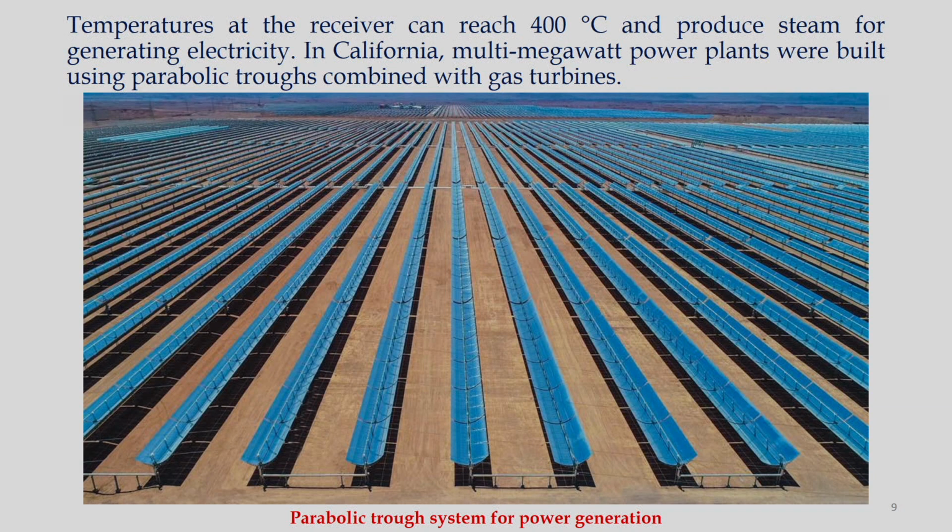So, this picture shows the installation of a parabolic trough system for power generation. As you can see, it has a flat surface and you see how these troughs are installed. So we can generate a fluid temperature of about 400 degrees C. That will produce steam and then we can generate electricity.